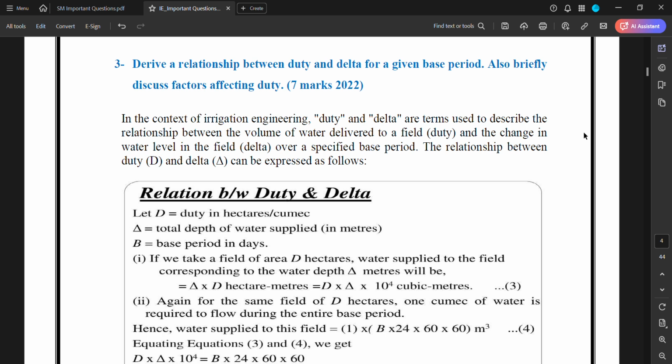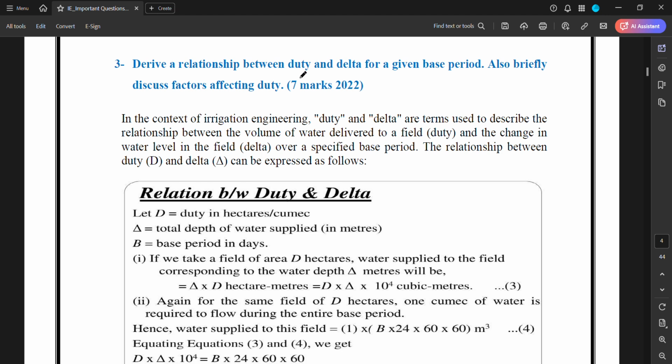Hello everyone. Let's start a new question: derive the relationship between duty and delta for a given base period. Also briefly discuss factors affecting duty. This question was asked in 2022 for 7 marks in GT. So this is the most important question here.